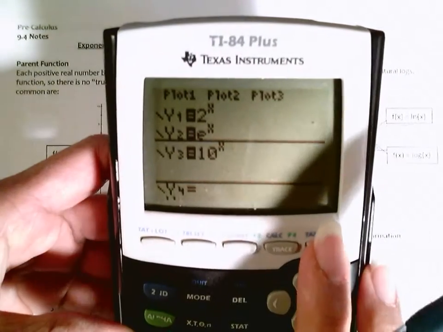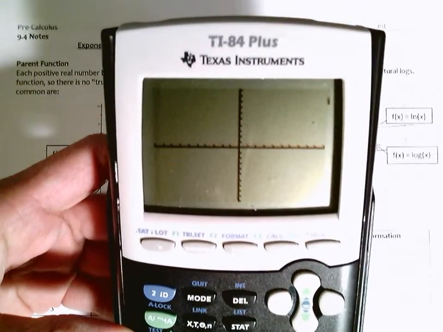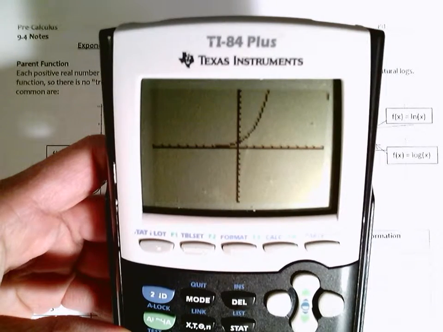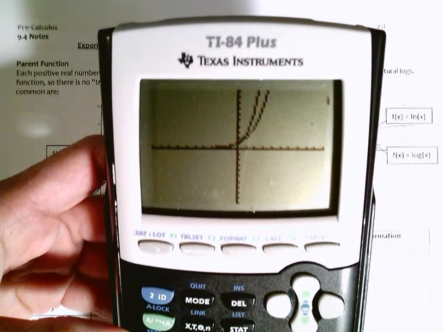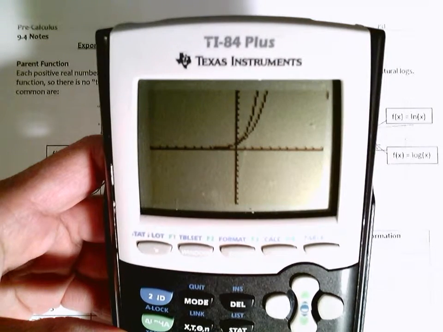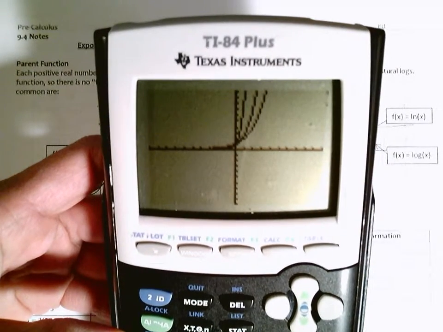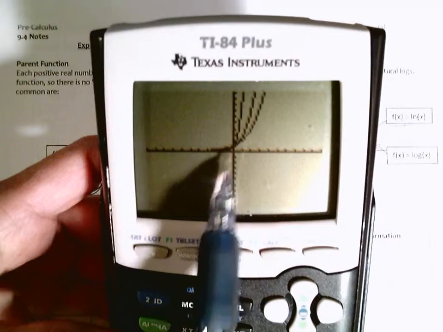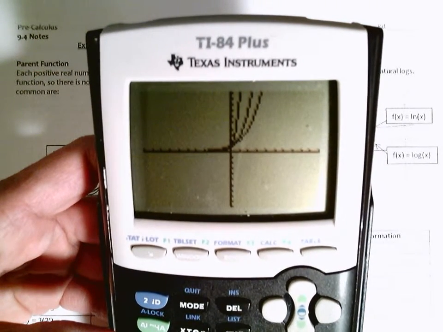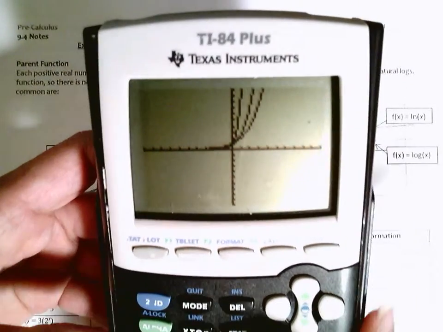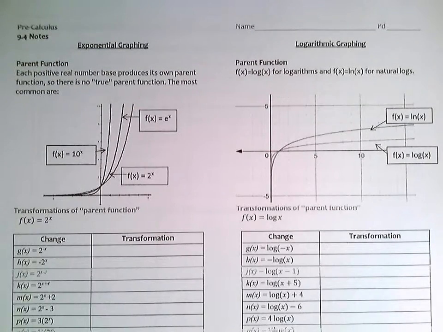So when I hit graph here, here's the 2 to the x power, exponential growth, then 2.72 to the x power, which is our e. Notice how much faster it's increasing, and then 10 to the x tends to rise up a lot faster than the other two. Okay, so anyway, here they all are.